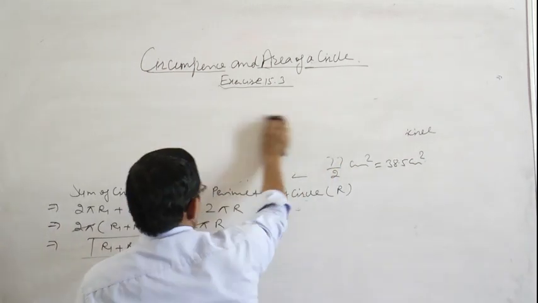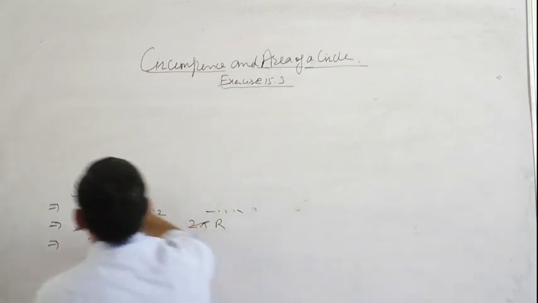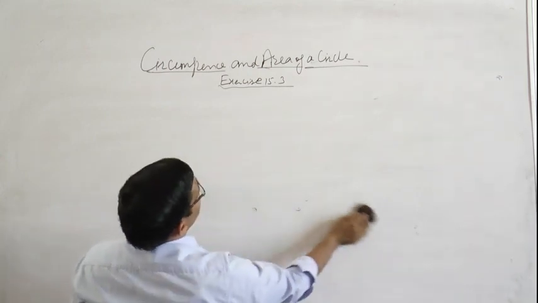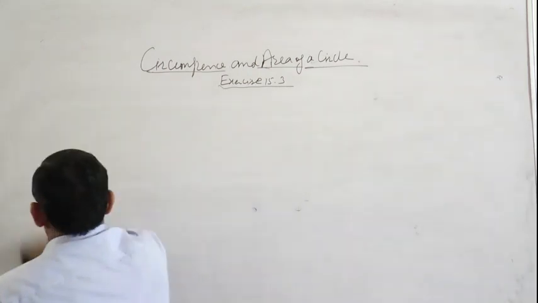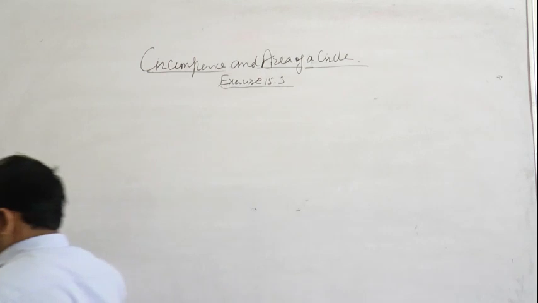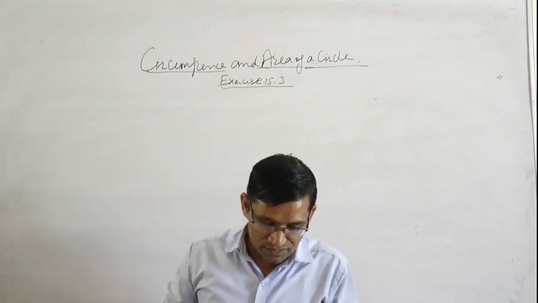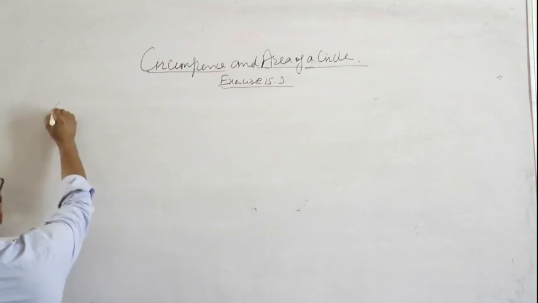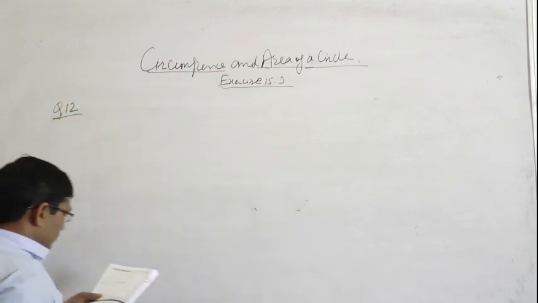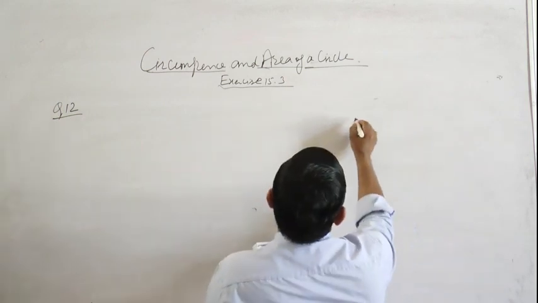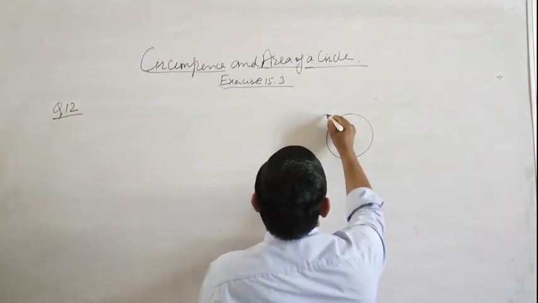Circumference is 2 pi r and circumference is also called perimeter. Now question number 12. Question number 12, this is the last question of this exercise. Question number 12 is the circumference of the inner circle of a square.